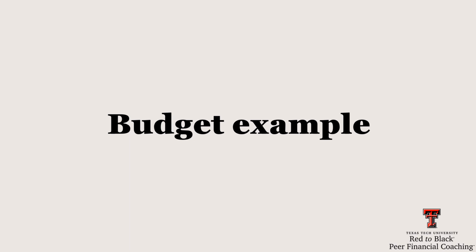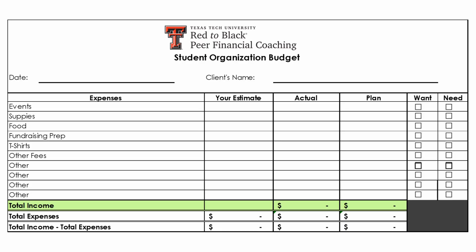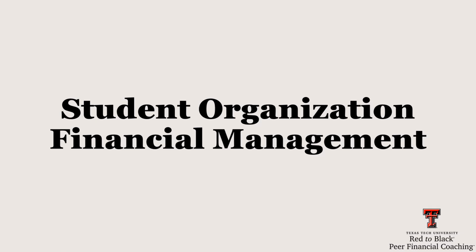It can be done using technology or pen and paper. This is an example from Excel of a budget made by Red to Black Peer Financial Coaching. Please feel free to use this template for your student organization. Student Organization Financial Management.